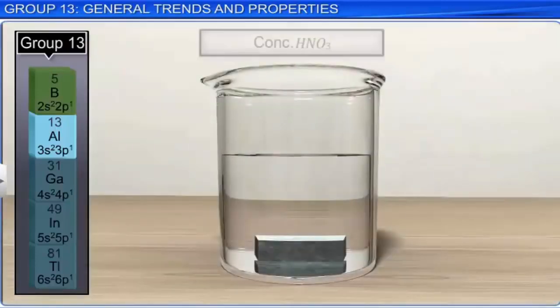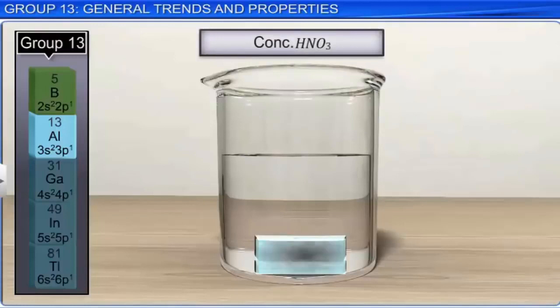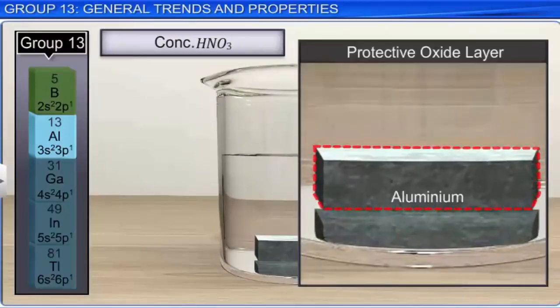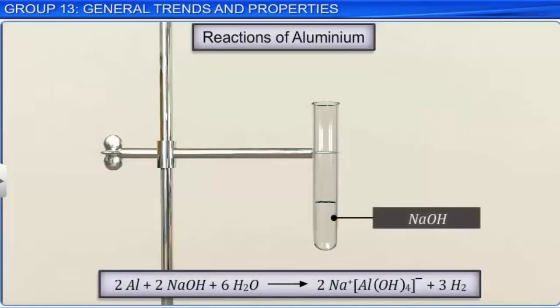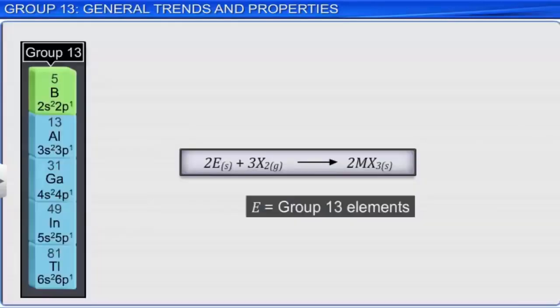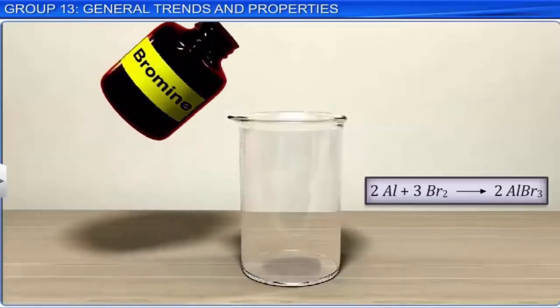In the presence of concentrated nitric acid, aluminium forms a protective oxide layer on its outer surface, preventing further reaction. In the presence of hydroxides, aluminium reacts to form complex ions and release hydrogen gas. The group 13 elements, with the exception of thallium, react vigorously with the halogens to form halides. The reaction of aluminium with bromine is shown here.